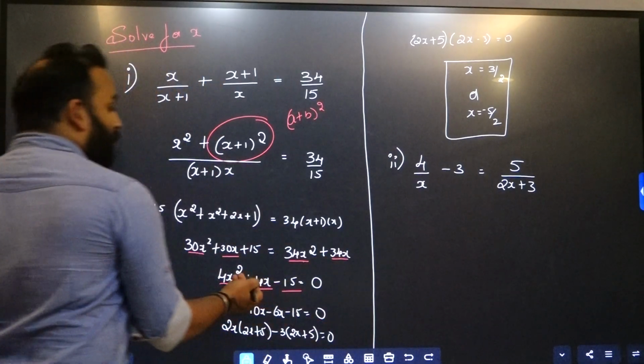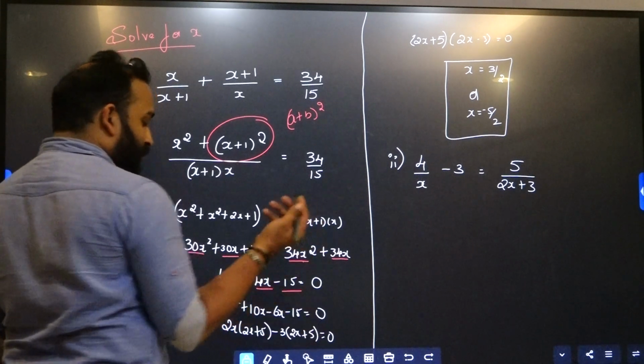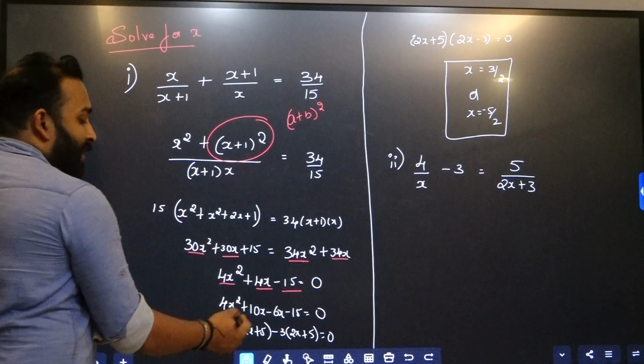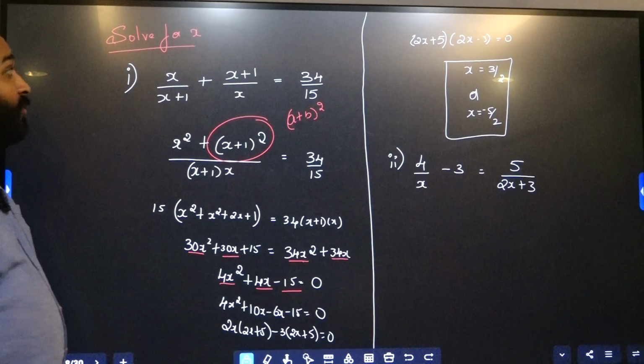So since the sum is positive, we take 4x square plus 10x minus 6x minus 15 equal to 0. You take 2x common, 2x into 2x plus 5 minus 3 into 2x plus 5 equal to 0. Yes, that's how we get it.